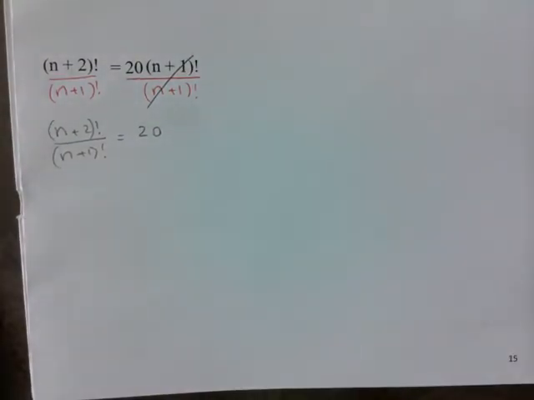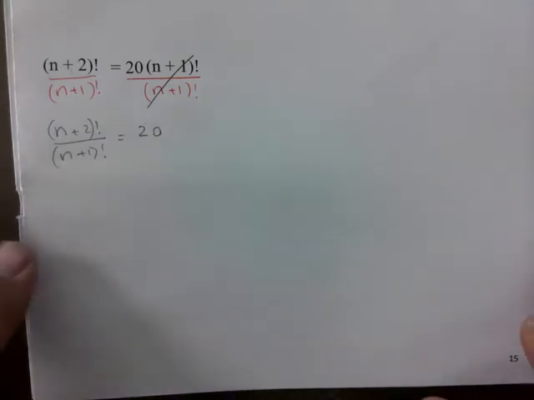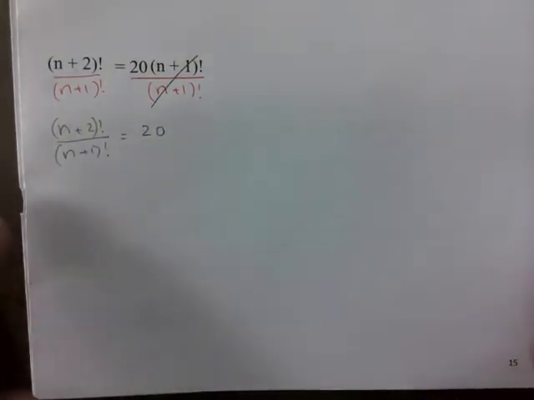And so you just had to massage it a little bit, and then it looks like what you're used to. So if I ever do that to you, just move stuff over, divide both sides, or multiply both sides, whatever you need to do to have all the factorials on one side.